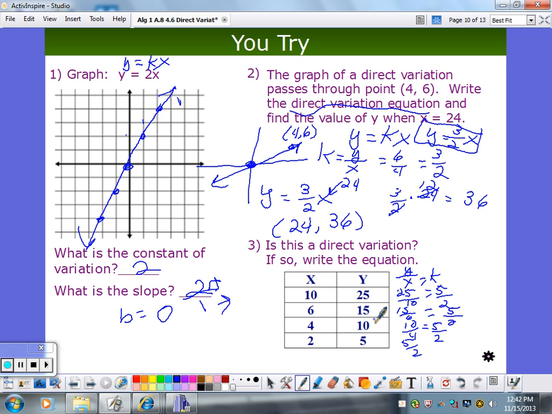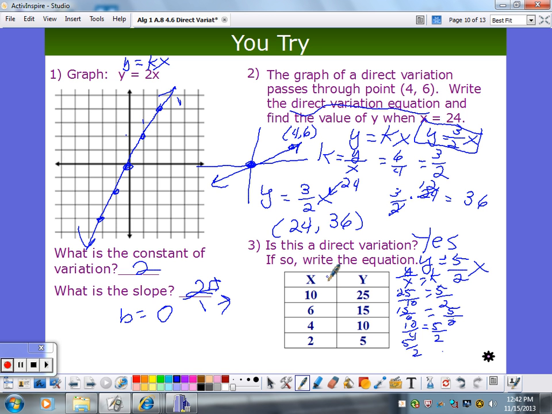So is it a direct variation? Why? K is the same for all the points. What's the equation? y equals 5x over 2. Excellent. You got it right away.